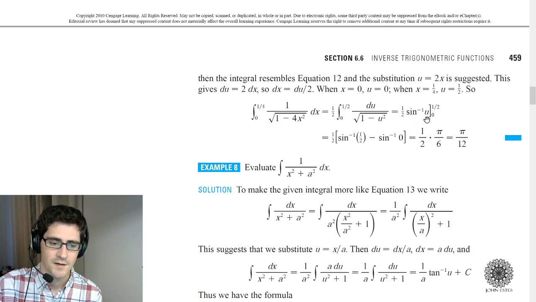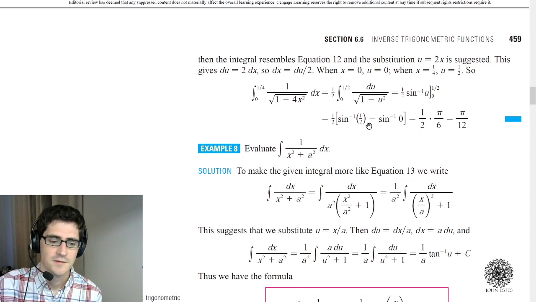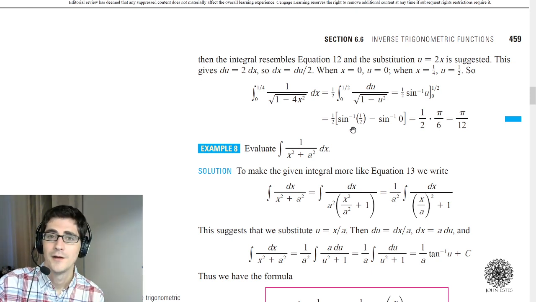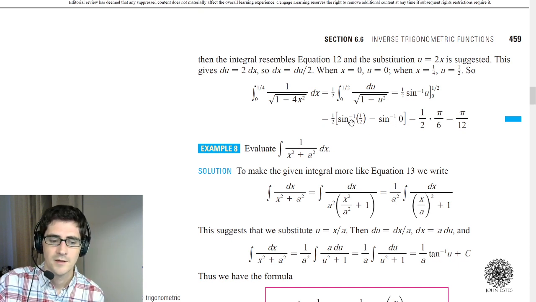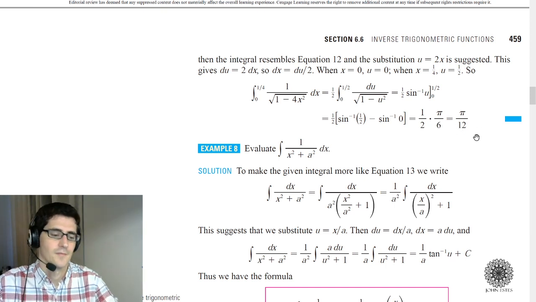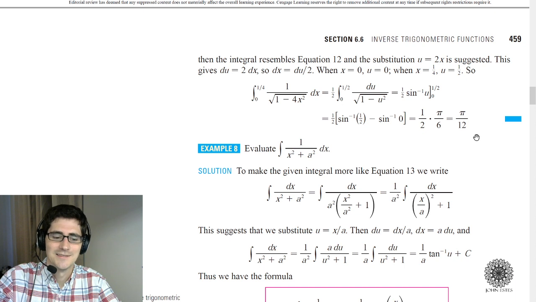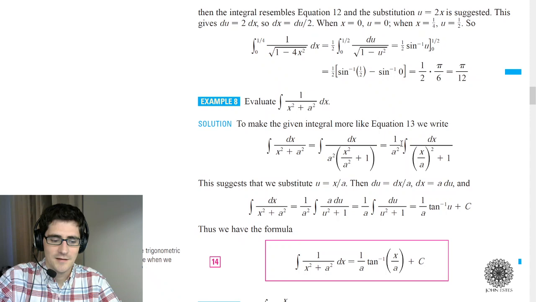So I have 1/2 sine inverse u going from 0 to 1/2. So I plug in 1/2 and 0 here. And I've got to remember what angle gives me 1/2 for sine? Pi over 6. How about 0? Sine of 0 is 0. So I have 1/2 times pi over 6 minus 0, which gives me pi over 12. That's how I get that. Make sense? I hope so.